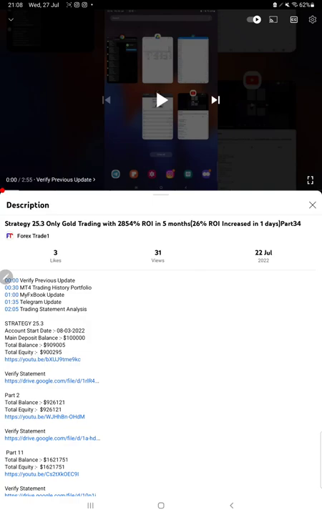So today we are updating about strategy 25.3, which is only gold trading strategy part 35. The last update was part 34, published on 22nd of July, and within 5 days we are back with a new update. As you know, in the YouTube description you can get the strategy details, profit update, and trading account statement to verify, so make sure you check the description.